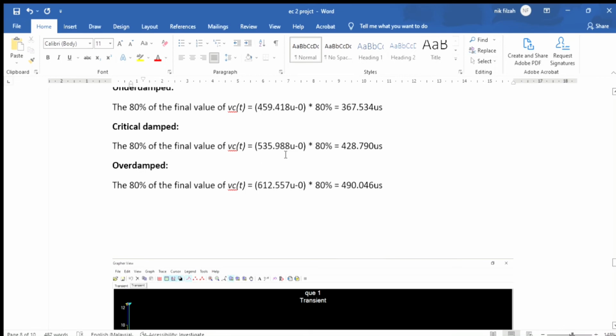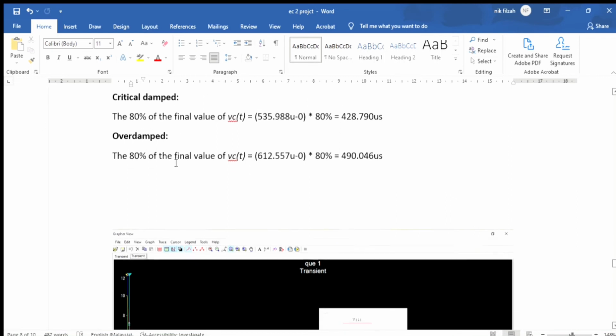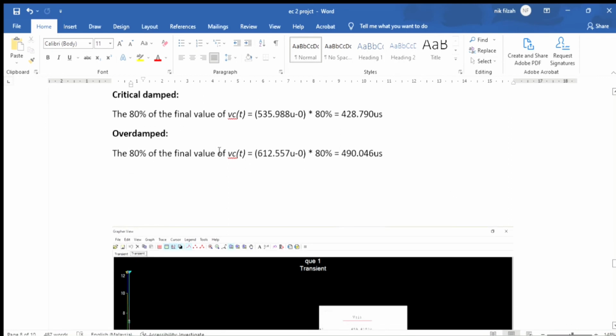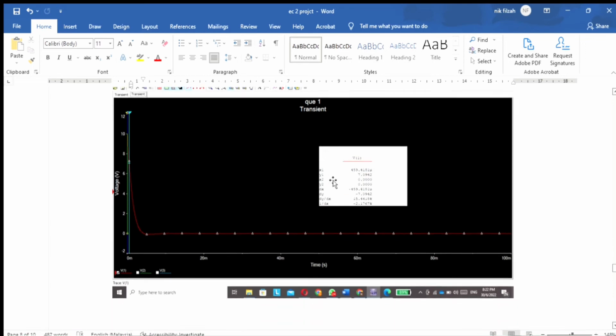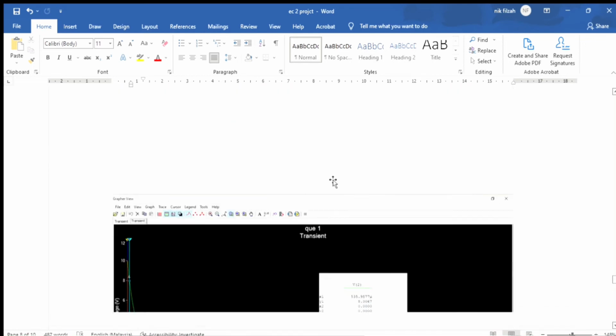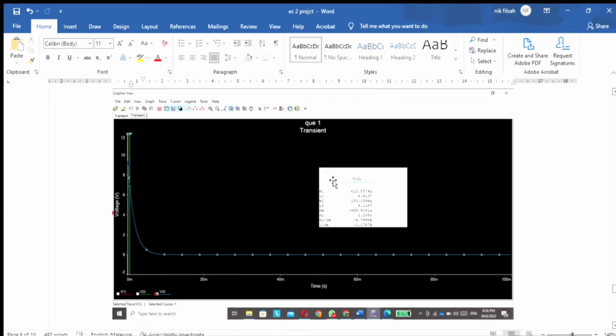For the critical damped graph, we got 535.988 micro minus 0 multiplied by 80%, and the answer is 428.790 microseconds. So for the last one, over there, 612.557 micro minus 0 multiplied by 80%, so the final answer is 590.4 0.046 microseconds. So this is the graph, this is for the second graph and this one for the last graph.